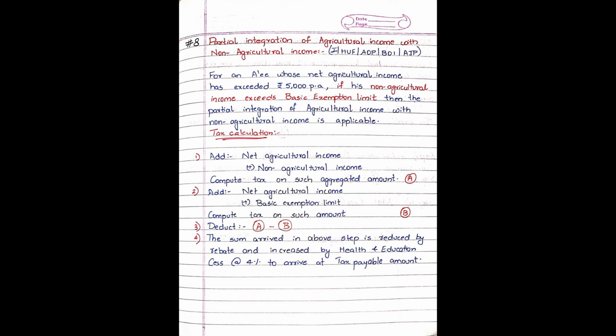Let us take examples. Remember, guys, this concept of partial integration of agricultural income with non-agricultural income is applicable only to individual, HUF, AOP, body of individuals and artificial juridical persons. It is not applicable to firms, cooperative societies, companies, etc. Let us take a few scenarios.